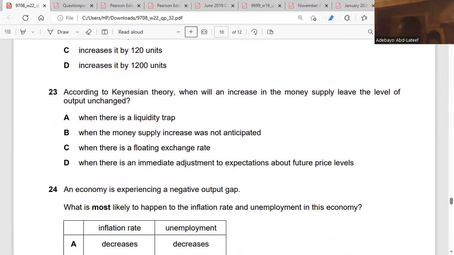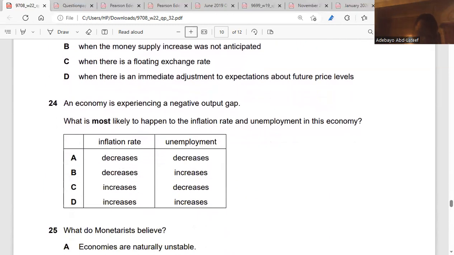For 23, they said, according to Keynesian theory, when will an increase in the money supply leave the level of output unchanged? When there's a liquidity trap. Okay. Yes. 24, an economy is experiencing a negative output gap.